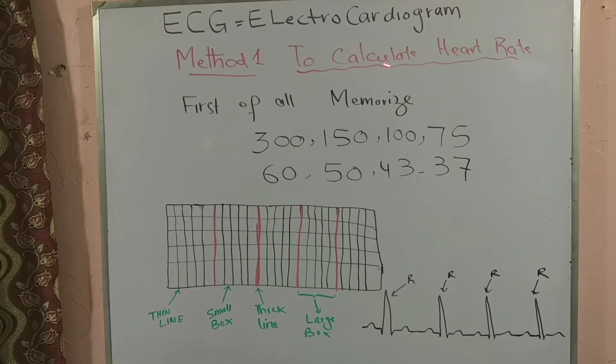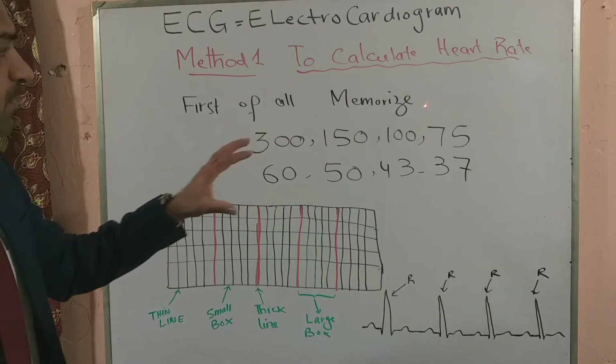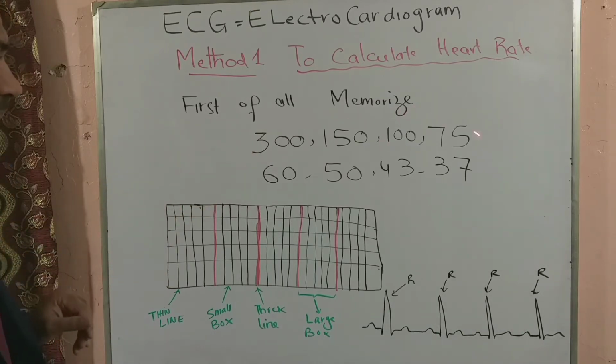In the first method to calculate the heart rate, there are certain steps which we are to carry out. First of all, we are to memorize it. We are to cram this set of digits. No matter what, you are to memorize it: 300, 150, 100, 75, 60, 50, 43, 37. Just keep on repeating it as many times as you can, because method 1 is the only offhand and easiest way of calculating the heart rate using the ECG paper. So always memorize 300, 150, 100, 75, 60, 50, 43 and 37.